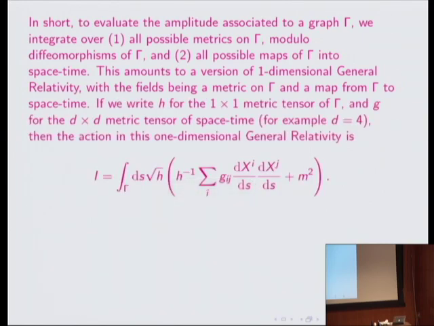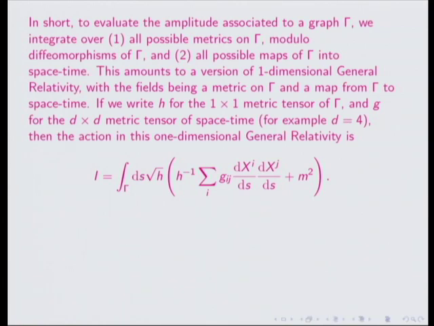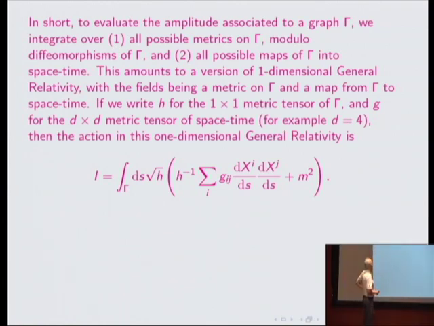So here's the action. So you see, there are fields capital X, xi. The index I runs over the coordinates of Minkowski spacetime. So in 4 dimensions, it runs over x, y, z, and t. And gij is the metric of spacetime. I've actually called the integration variable s rather than t, because otherwise I was at risk of calling too many things t.